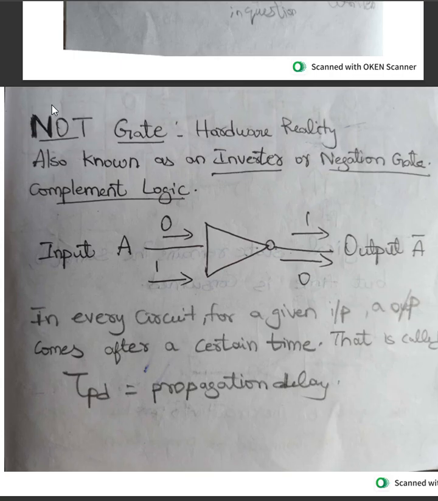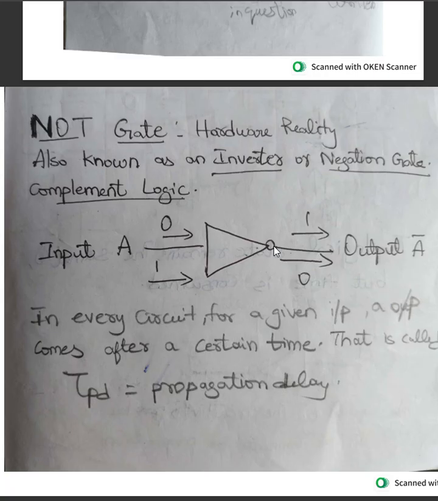The NOT gate is mostly used in implementing any logic. It is used for inverting anything. It's also called a negation gate or complement gate. If you give input as 0, it complements that, negates it, and gives you the opposite, 0 and 1, a and a bar.